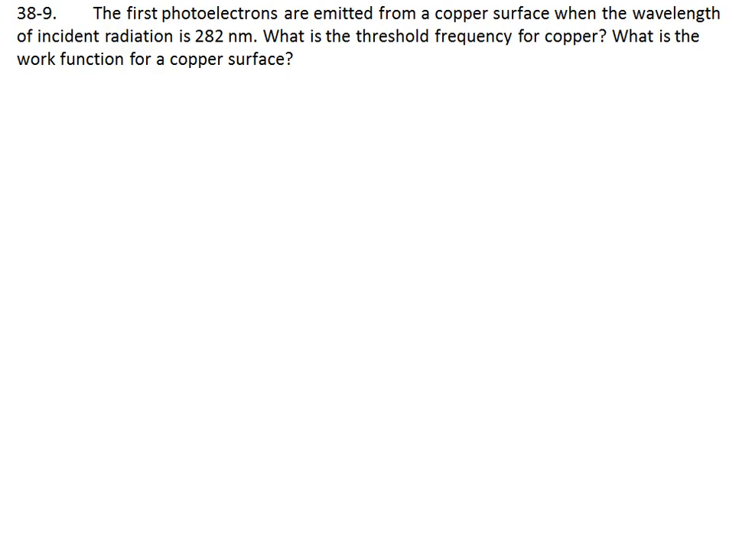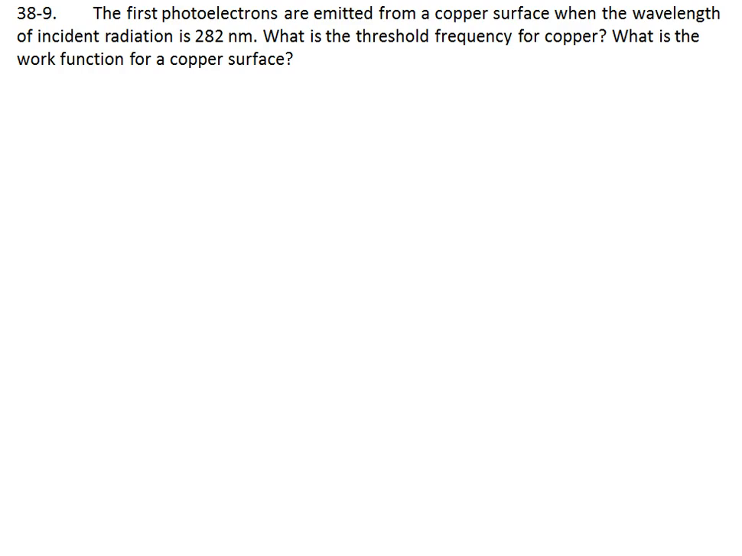Okay, we're told that the first photoelectrons are emitted from a copper surface when the wavelength of incident radiation is 282 nanometers. What is the threshold frequency for copper? What is the work function for a copper surface?